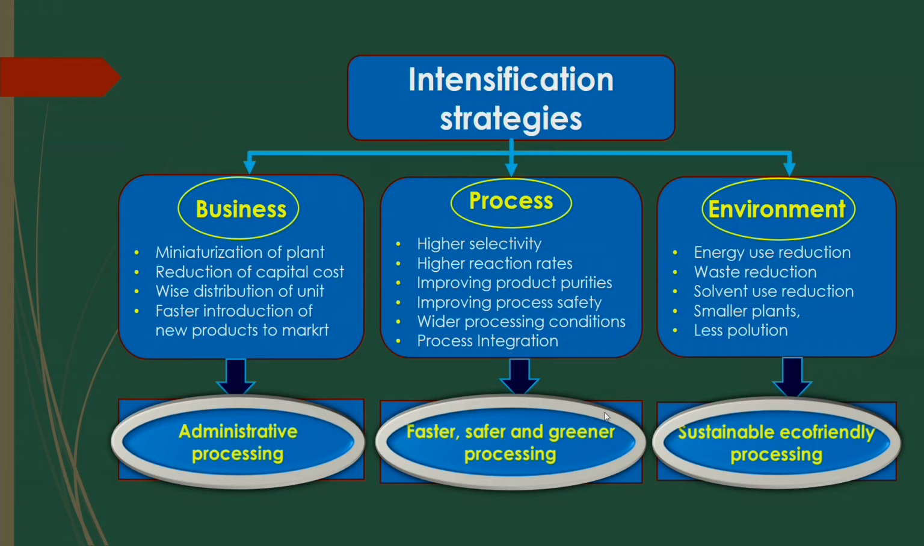And also sustainable, eco-friendly processing should be there, so that less energy is consumed and less waste goes into the environment, and fewer chemicals are used, so that hazardous materials will not come into the environment, and also you have to make these plants as small as possible, and create less pollution. So, these are the basic strategies of process intensification: business, process and environment.